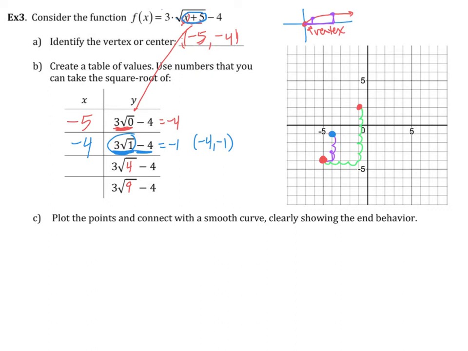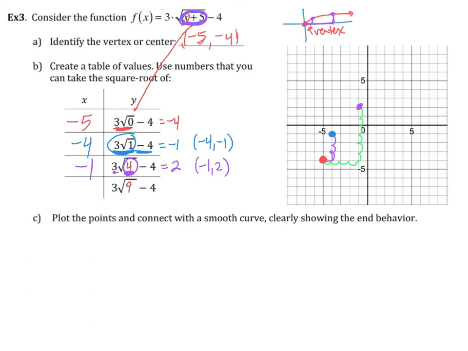Let's look at our next one. How could I make this a perfect square underneath the radical? How could that become a 4? That means x would have to be -1, because -1 plus 5 is equal to our 4. The square root of 4 is 2. 3 times 2 is 6. 6 minus 4 is 2. And so this is an ordered pair of -1, 2. So I go left 1, up 2.